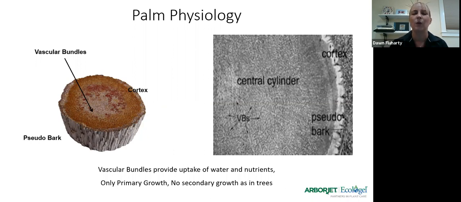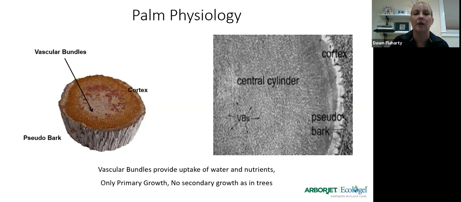But in the meantime, when we do our trunk injections, we have to make sure we get into these vascular bundles. They're the water flowing tissue. If we don't get in the vascular bundle, it's just going to sit out in the cortex and pseudobark and not go anywhere and not be moved and uptaked through the palm. So keep that in mind when dealing with these. We always have to go all the way through the pseudobark and the cortex to get into the vascular bundles. And that is usually at minimum 2 inches in. Sometimes we have to go 4 inches in on some of our larger, older canaries to really hit those vascular bundles.